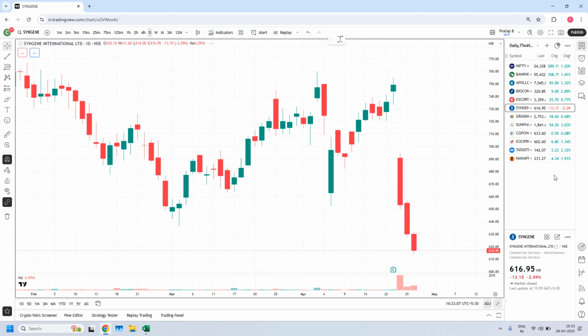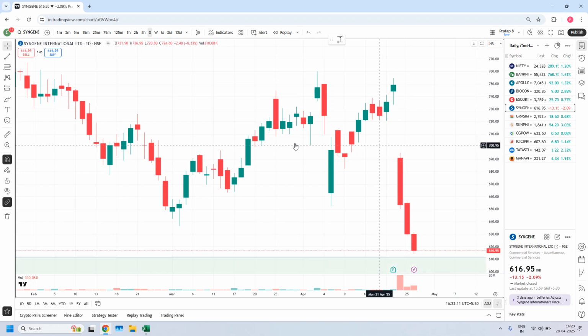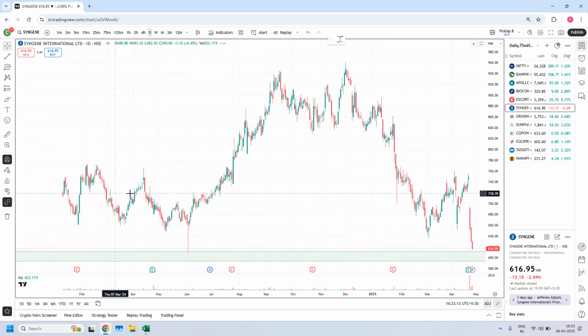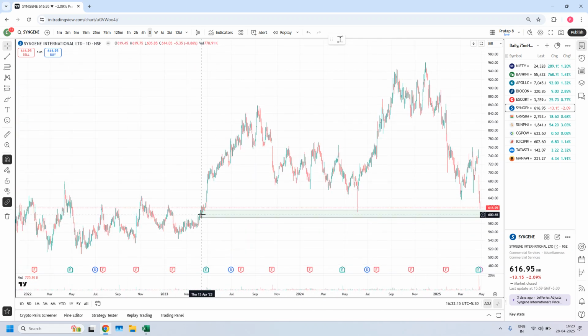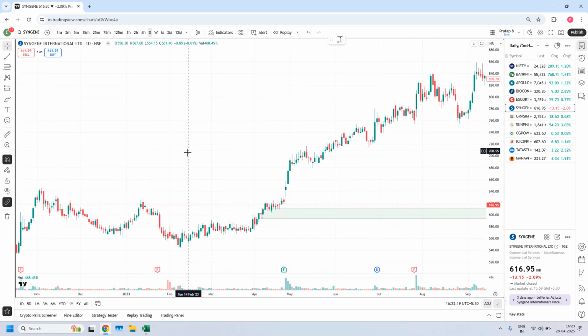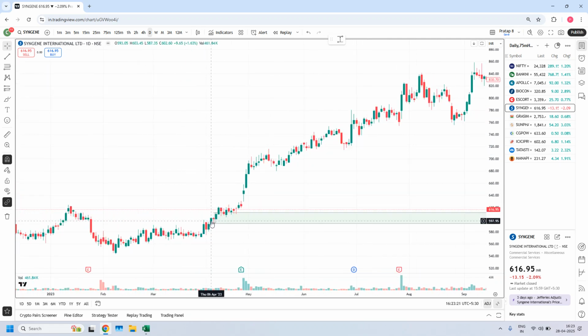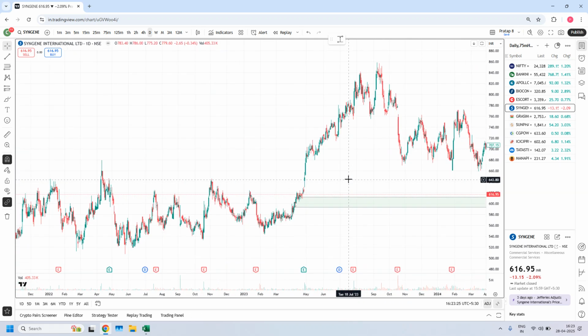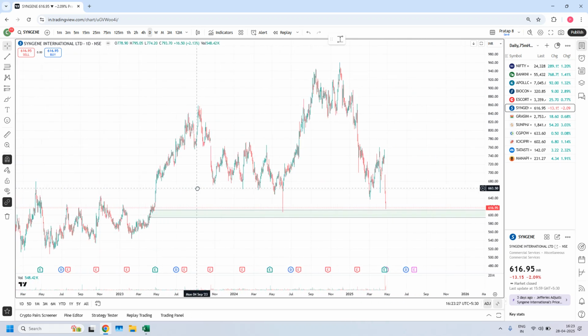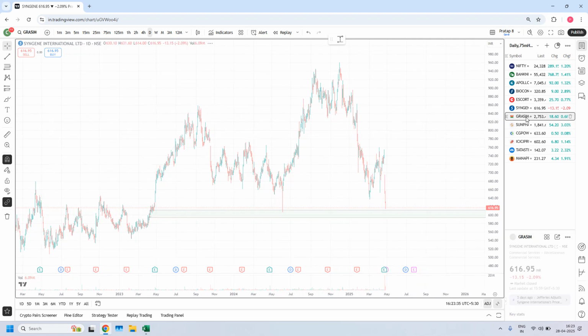Next one is Sinjan. I didn't draw the zone because it is a 2023 zone. Sorry, 2022 or 23. 2023, I guess. Yeah, in the year 2023 we won't be having 5 minute data. So that's why I didn't show any interest in this stock. I just left it.